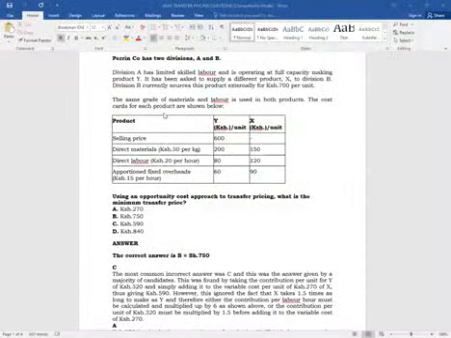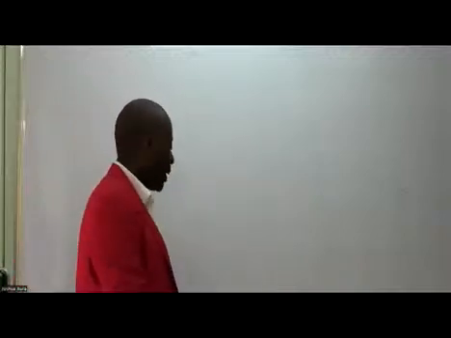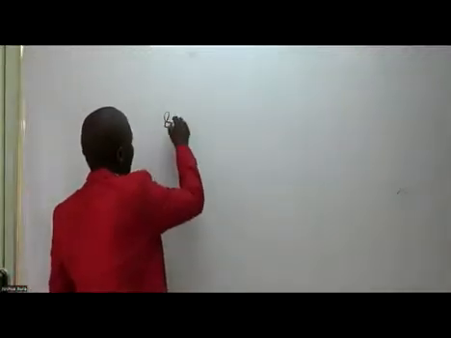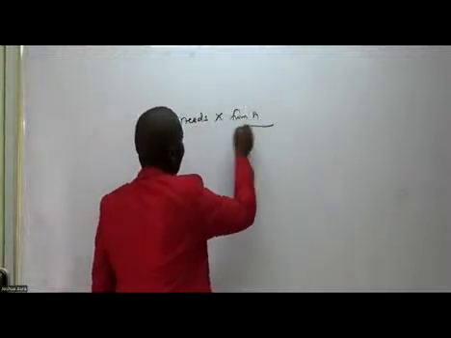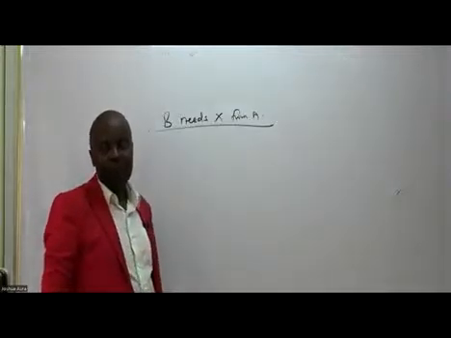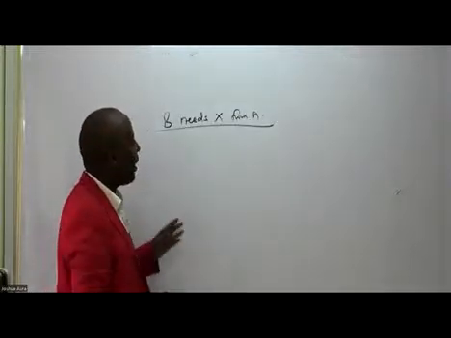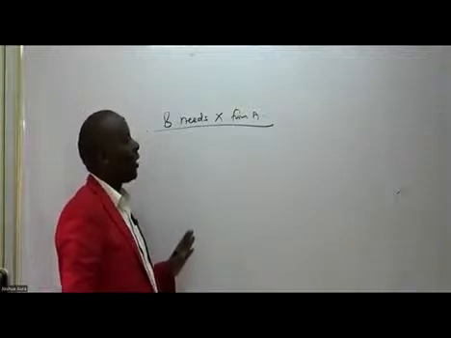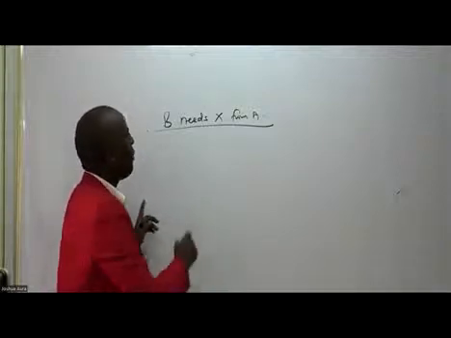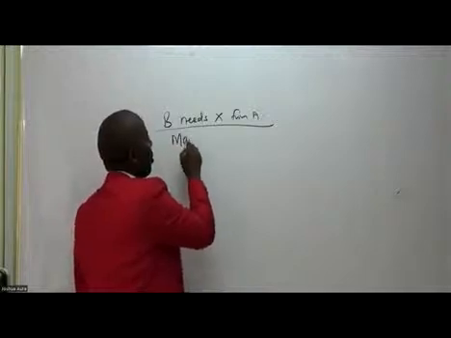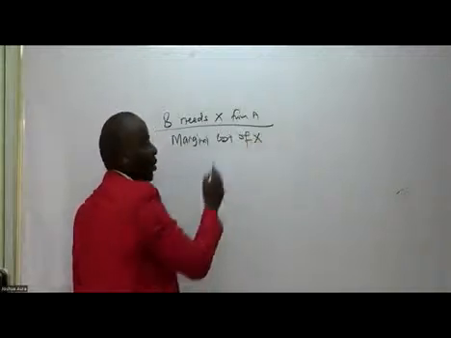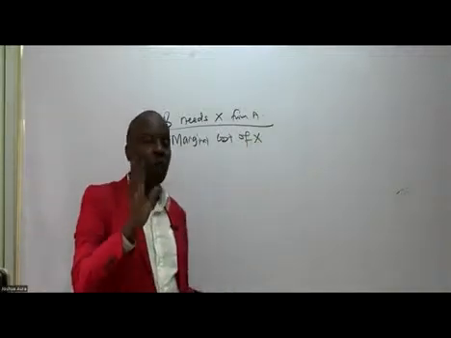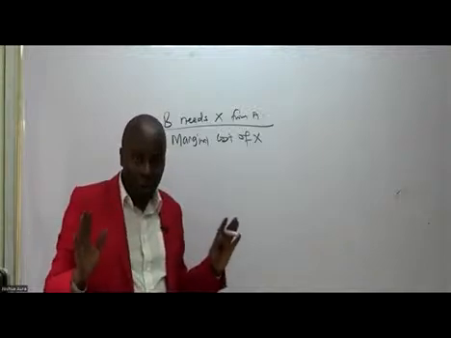So we have A and B. In this case, B has made a request. B needs X from A. So how much will X cost? The first thing that I'll do, I have to calculate the marginal cost of X. This is not debatable. The marginal cost of X has to be given to me.